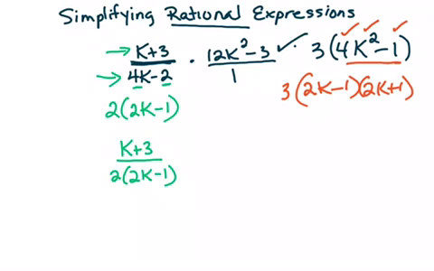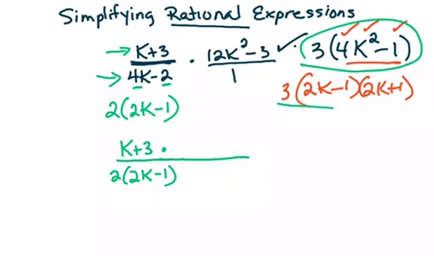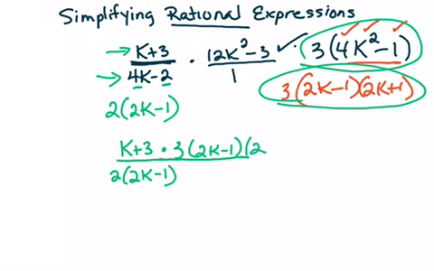Now I'm going to times this. I'm going to just keep on going. Times, this is what I have left up top. 3 times 2k minus 1 times 2k plus 1. And then all I have left on the bottom is times 1, so I don't have to do anything.